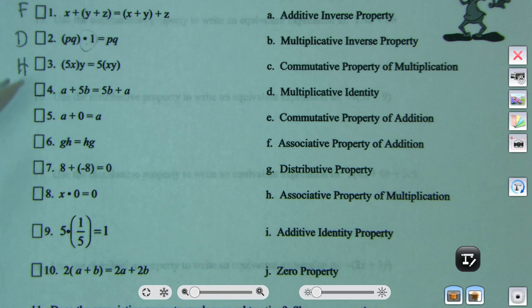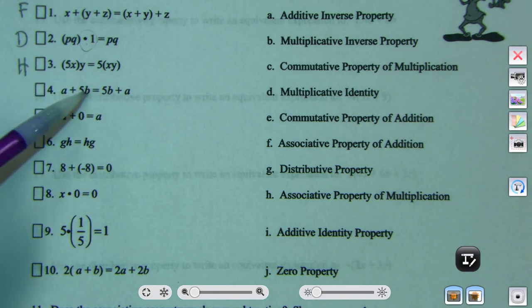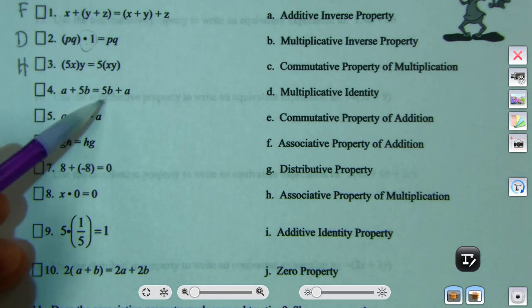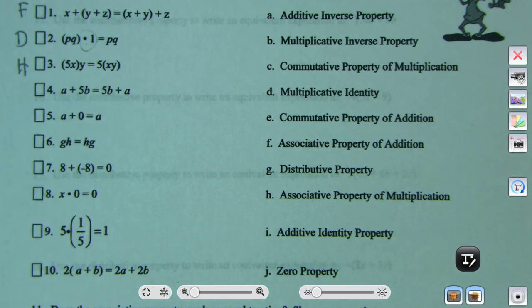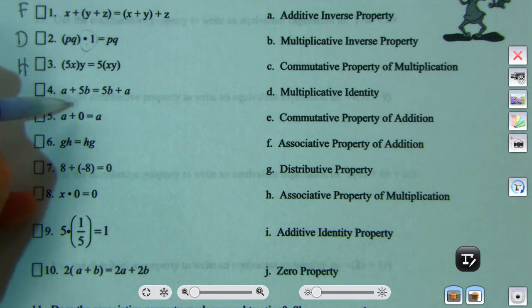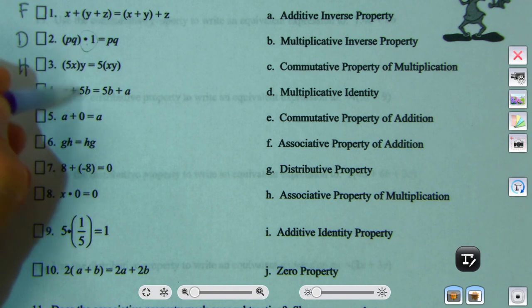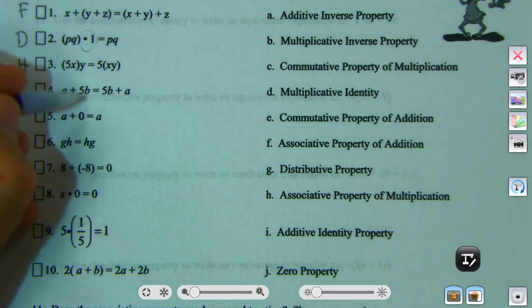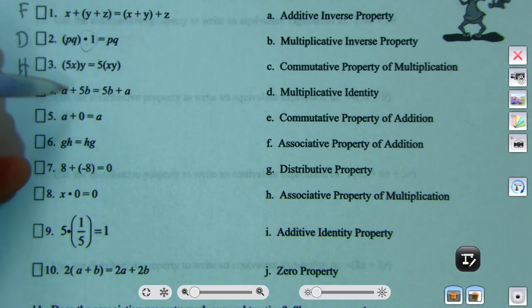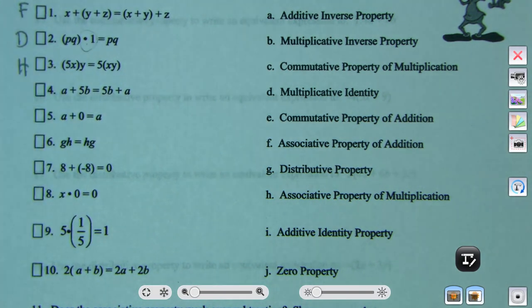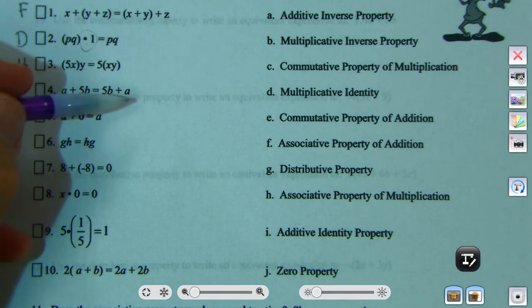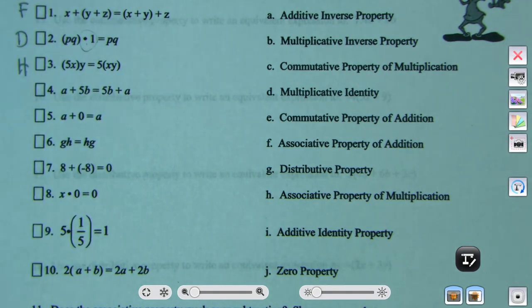All right, so here's our question. We're looking at A plus 5B equals 5B plus A. Now, essentially, this is an addition problem, even though there's a little bit of multiplication right here. We're not going to look at that as multiplication. That is a term. So we're adding two terms.